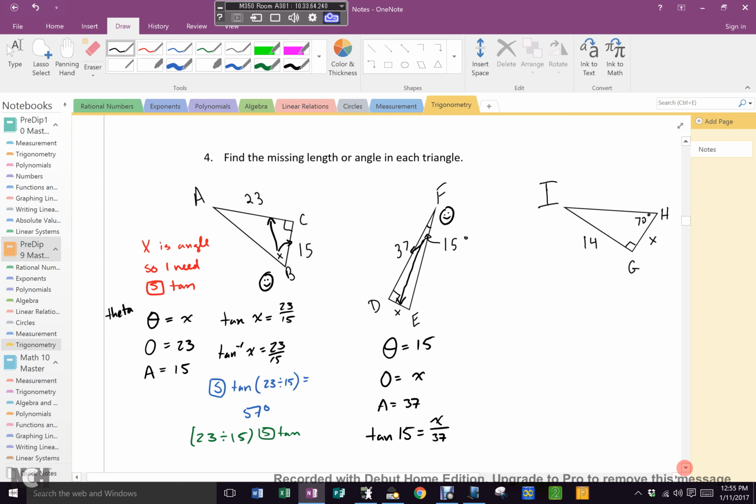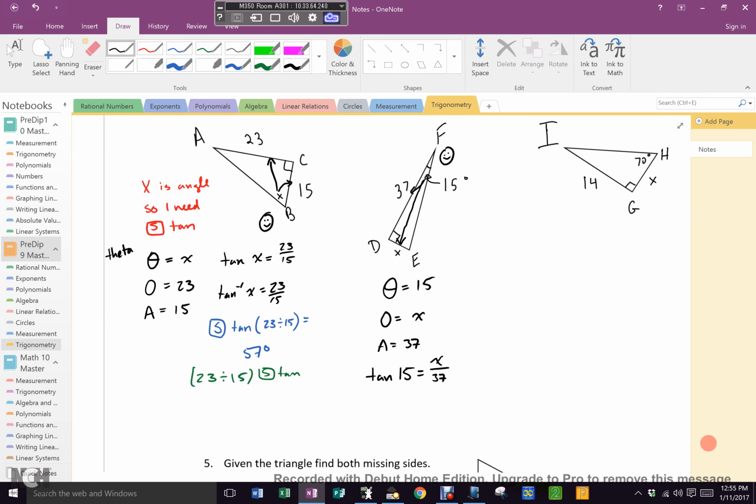Now you guys know how to solve an equation, right? How do you get rid of that 37 so x is by itself? Multiply both sides, right? So I multiply this by 37. They're going to cancel, aren't they? Leaving x alone, which is what I want, correct? What do I got to do to this side? Multiply by 37. So how do I do that on my calculator?